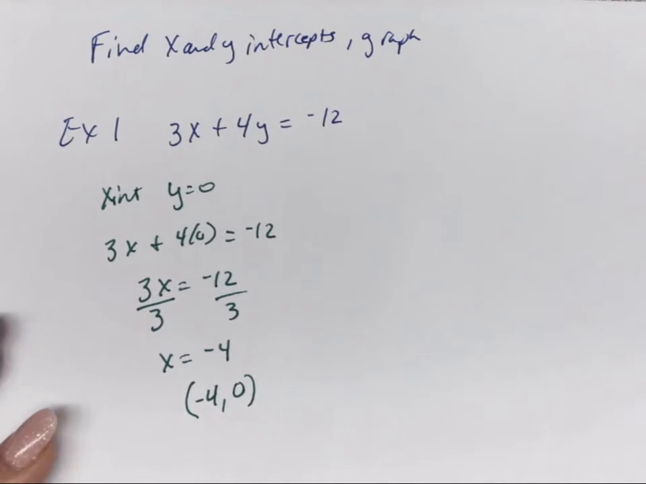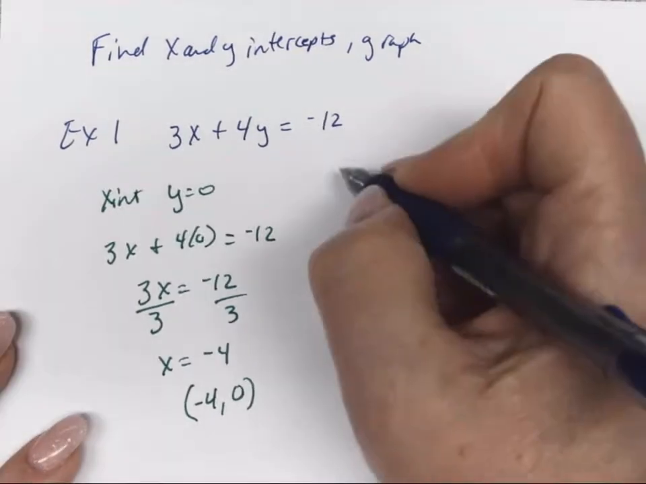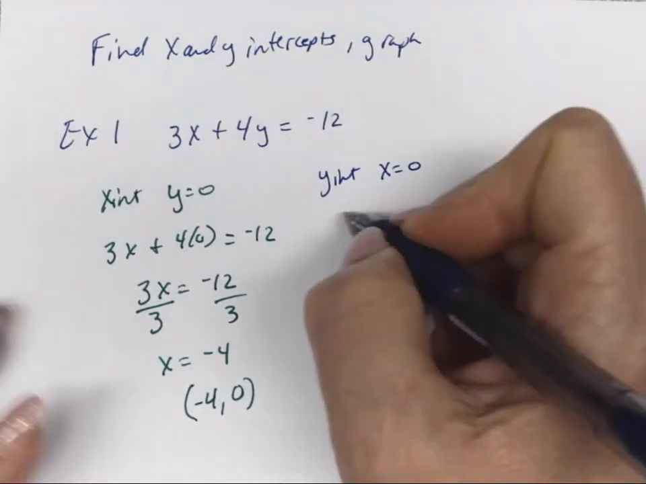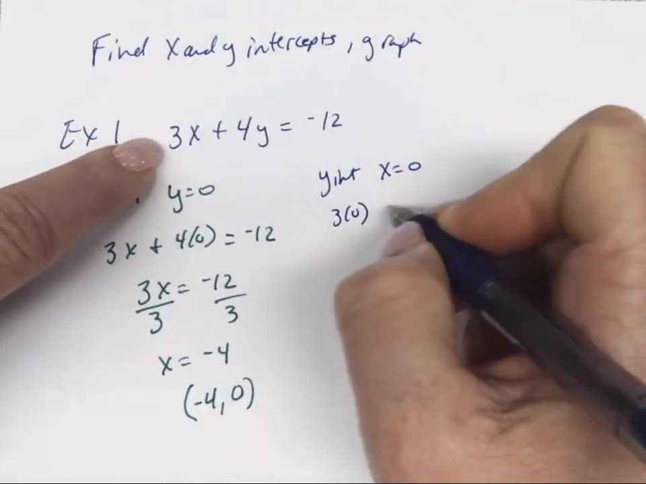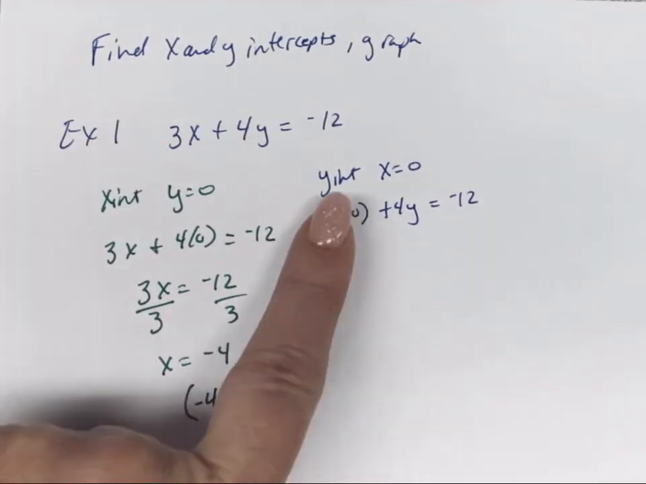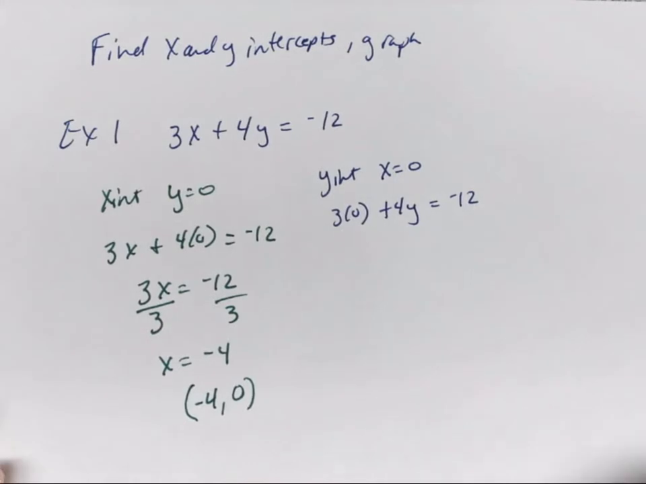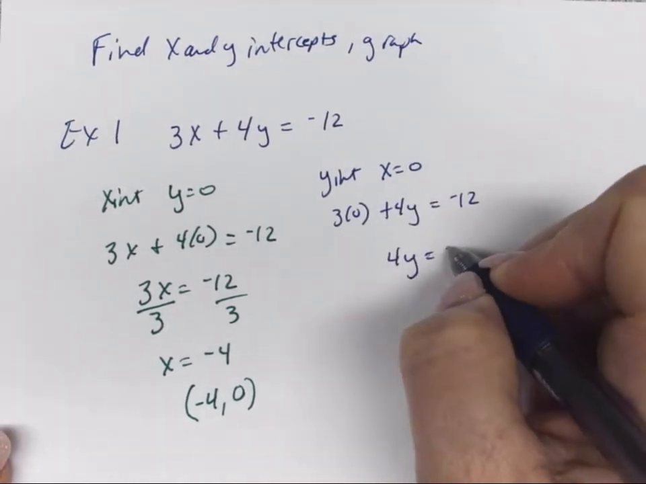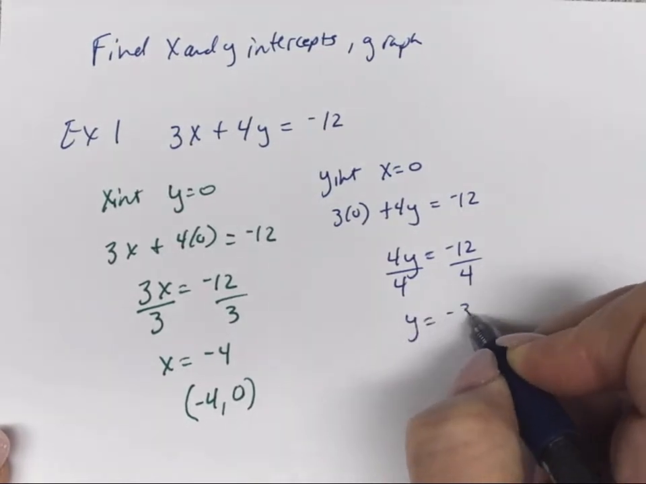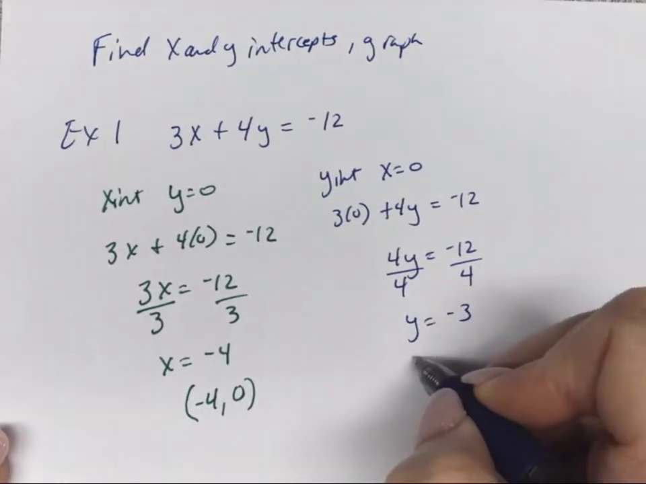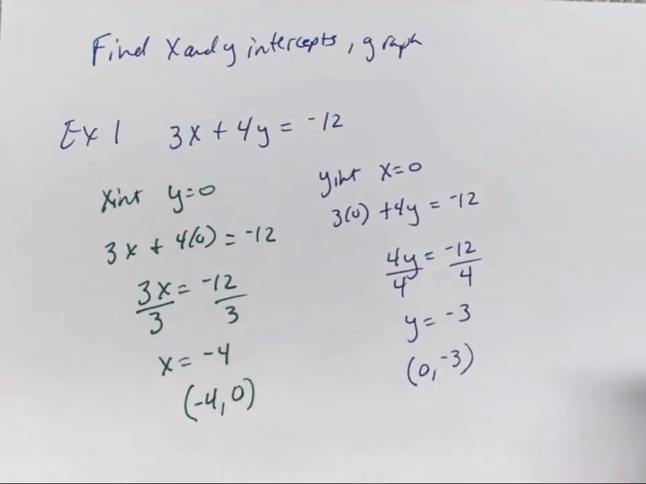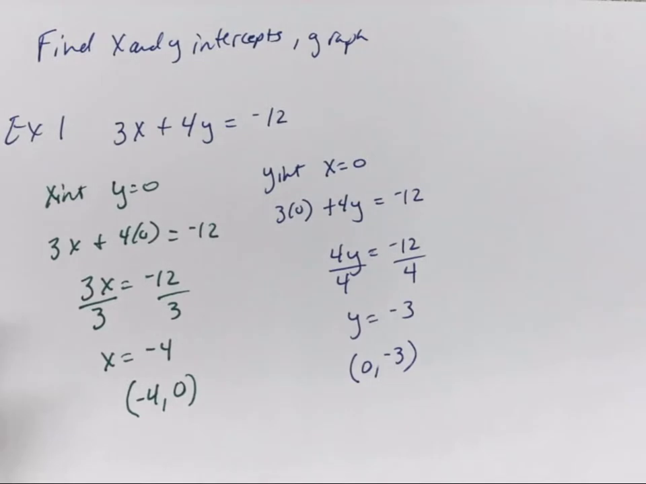Now to find our y-intercept, we're going to set x equal to 0. So now we have 3 times 0 plus 4y equals negative 12. Again, anything times 0 will go away. We have a positive 4y equal to negative 12. Divide by 4, and y is equal to negative 3. So now we have a point where x is equal to 0 and y equals negative 3. So now we can graph this.